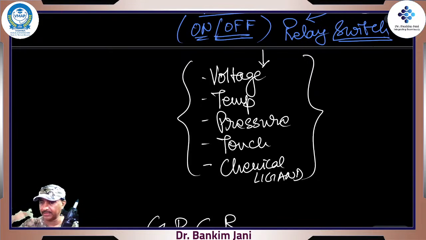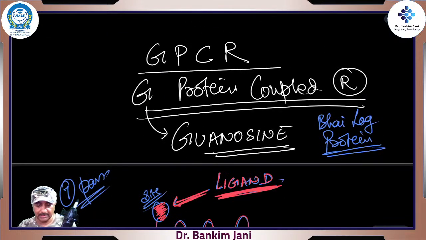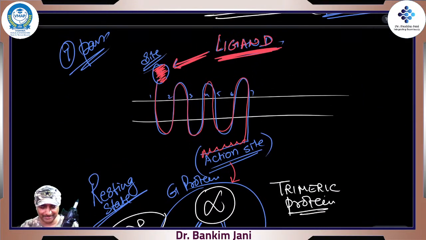As the voltage changes, they start opening. Change in the temperature, change in the pressure, touch, chemical, all these are collectively called a ligand, which will make some change inside the cell at the external stimulus. GPCR, G protein coupled receptors, and the new name we have given to them is bilog protein. Bilog protein, it's real sense, right?